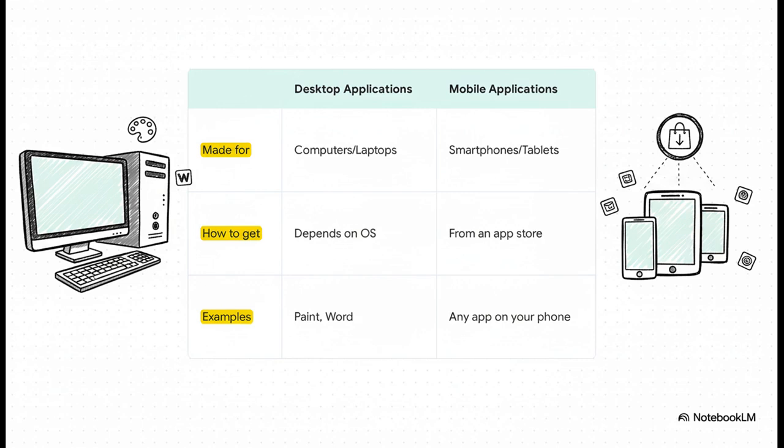And this is where that difference gets super clear. Desktop programs like Microsoft Word are these big, complex things built for a mouse and keyboard. Mobile apps, on the other hand, are downloaded from a central app store and designed from the ground up for touchscreens and all the cool little sensors inside your phone.